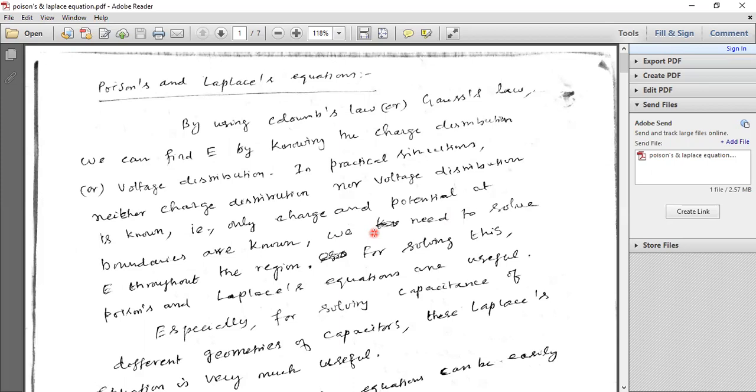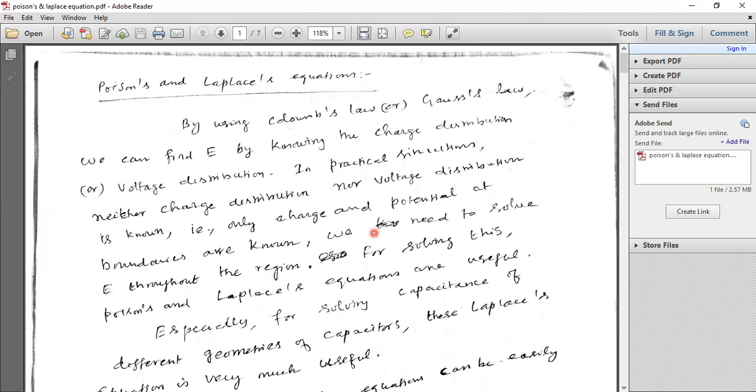But in practical situations, the charge distribution over the complete surface is not known. Instead, we know only the surface charge distribution. Suppose you take a parallel plate capacitor, the charge distribution on the boundary only we know, and we have to find the electric field intensity by knowing only the charge distribution on the boundary.